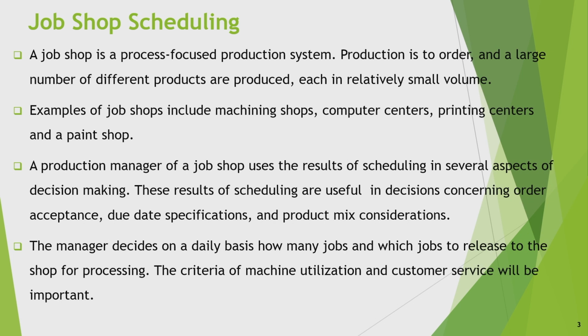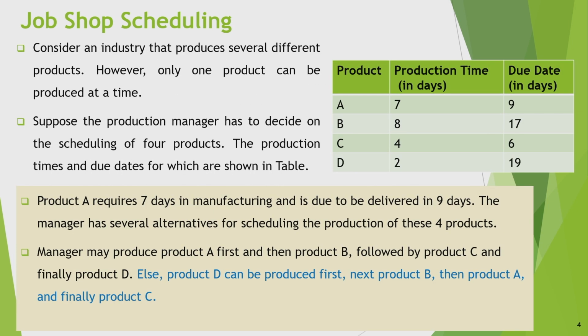The manager decides on a daily basis how many jobs and which jobs to release to the shop for processing. The criteria for machine utilization and customer service will be important. So, one can have many criteria. One is the customer satisfaction, other is that the machine also should be properly utilized. These are the considerations. So, let us take one example of job shop scheduling.